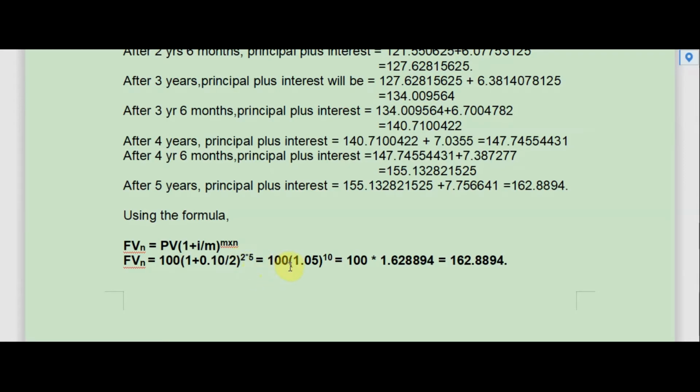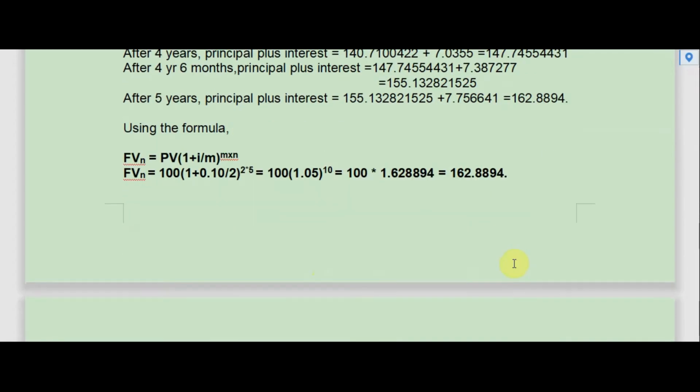So 100 multiplied by 1.05, that is, 0.10 divided by 2 equals 0.05, plus 1 equals 1.05. This 1.05 whole to the power 10 is 1.628894, so 100 into 1.628894 gives 162.8894. Look here, we had calculated the same figure, 162.8894. Using the formula, we can calculate it in a very short time, that is 162.8894.